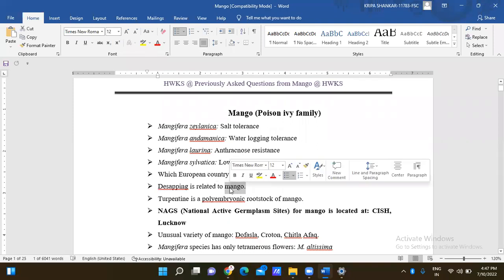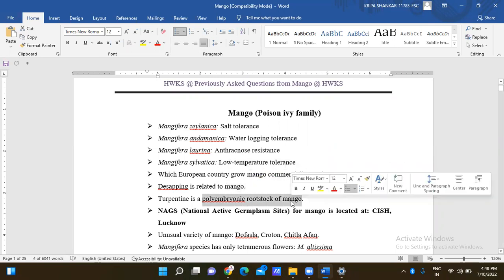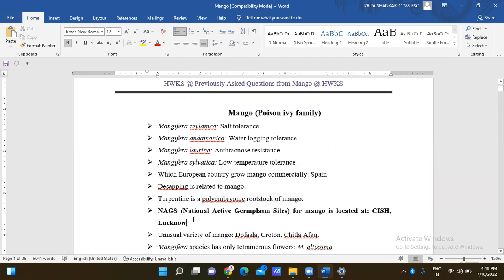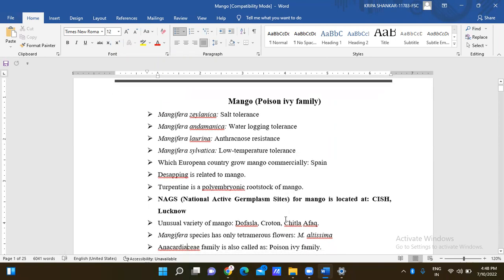De-sapping is related to mango. Multiple times there is an option related to jackfruit also. In their case also the de-sapping process is there, but most common is in the case of mango, so better to click on mango only. Turpentine is a polyembryonic rootstock of mango. Next question will be like the national active germplasm site for mango is located at, that is at CISH Lucknow.